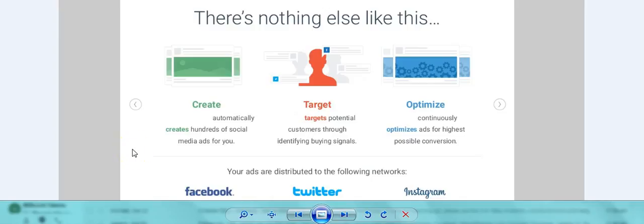So there's really nothing else like this out there that automatically creates hundreds of social media ads for you, targets potential customers through identifying buying signals, and continually optimizes ads for the highest possible conversions. And the ads are distributed to Facebook, Twitter, and Instagram.